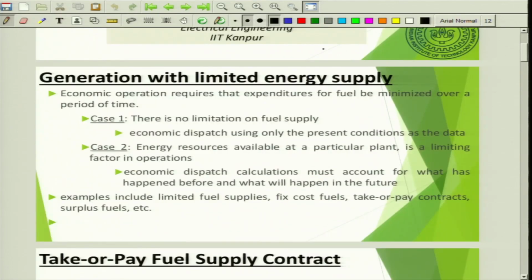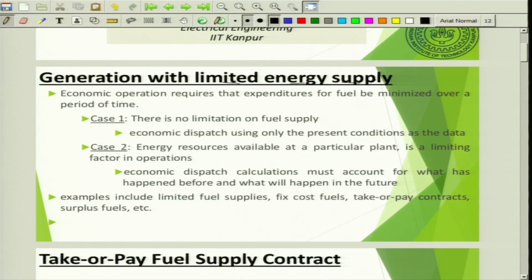In today's lecture we will continue our discussion with hydrothermal scheduling, and some of the basic constraints that we need to consider. So let us say economic operation with limited energy supply.